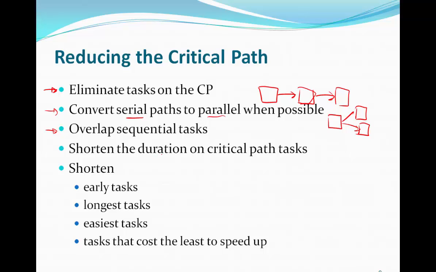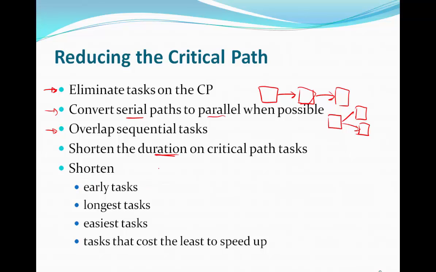Shorten the duration of each activity on the critical path. So if one of the activities on your critical path takes 10 days to complete, if you can pay a little bit more by getting more people to work on that activity and complete it in 8 days, that would allow you to shrink the duration for the activity, reduce that duration for the activity, and therefore reduce the duration of your overall project.